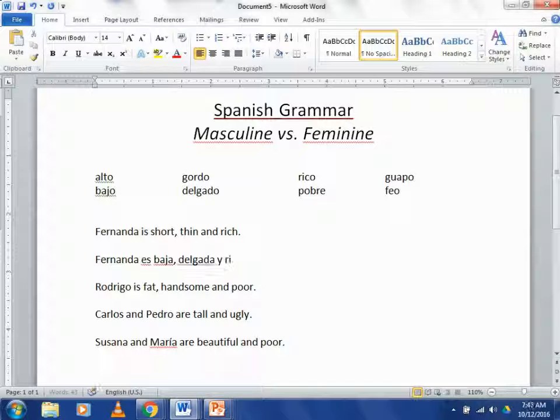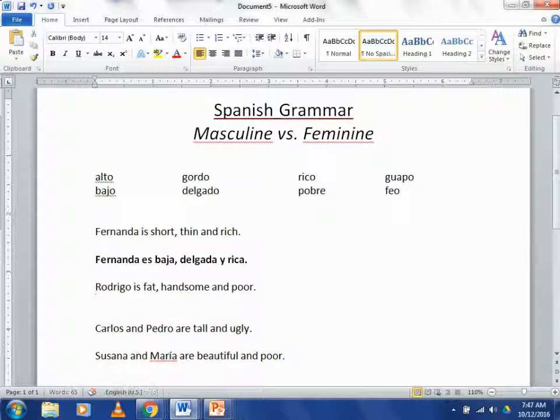delgada, y rica. If English did this, or an idea like this, we would basically be saying Fernanda is shorta, thinna, and richa. And we'd have to have an A or something to that effect to indicate, oh, I'm talking about a woman. The English language does not do this. So a lot of times what happens is not that students have a hard time learning what the change is, they simply forget to do it because they have 13, 14 or more years of experience of never changing adjectives. Tall is tall, rich is rich. And in Spanish, there are 4 versions of most every adjective.